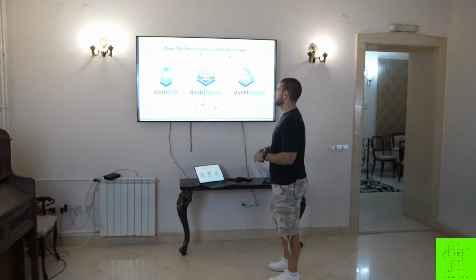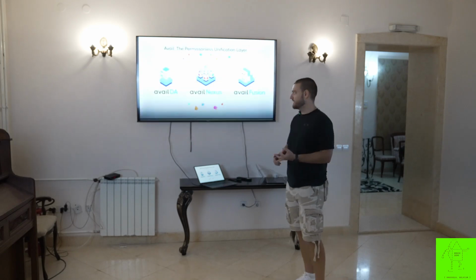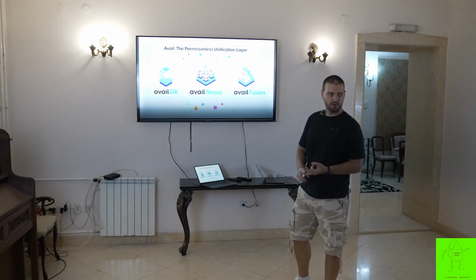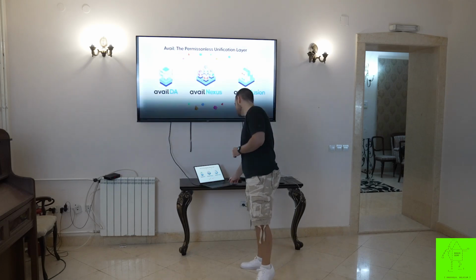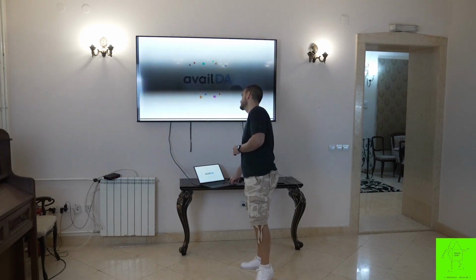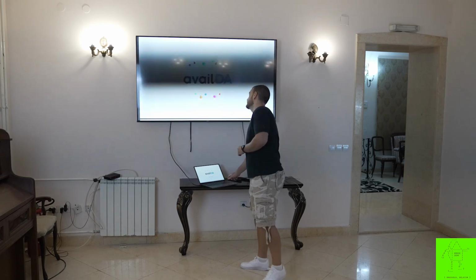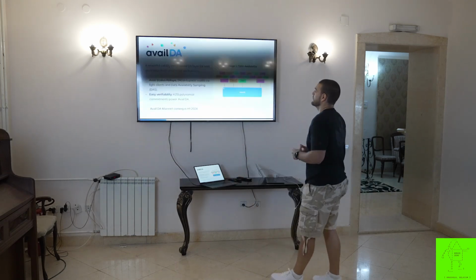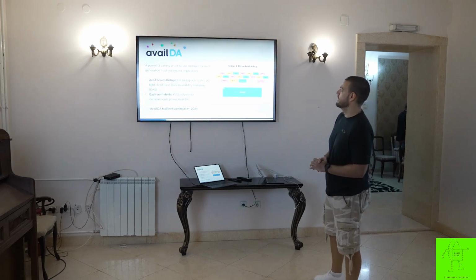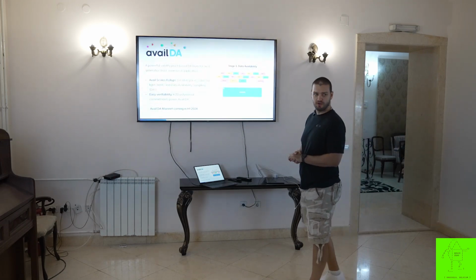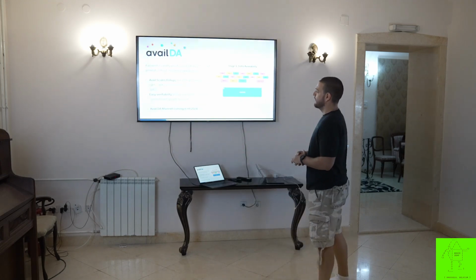So basically, when we talk about Avail, we are talking about three main components: the data availability layer, the Avail Nexus interop layer, and the Avail Fusion. Now we can go a bit more into details of each one of these. The base layer is the Avail DA layer, the data availability layer. What is it? Basically, it's a powerful validity proof layer for the next generation of trust-minimized applications on Web3.